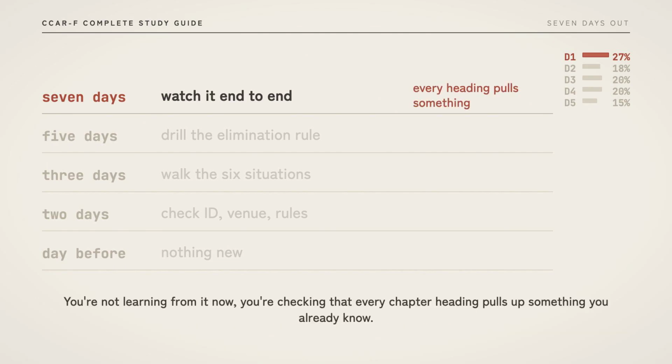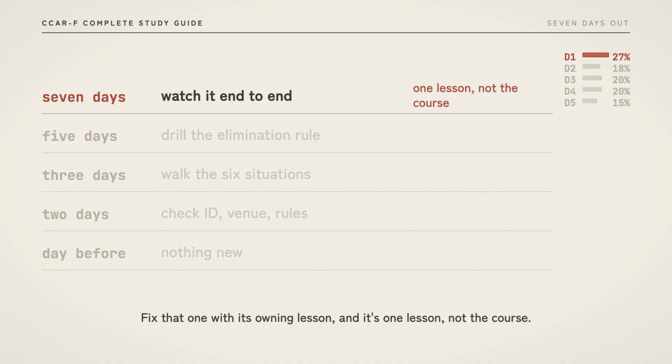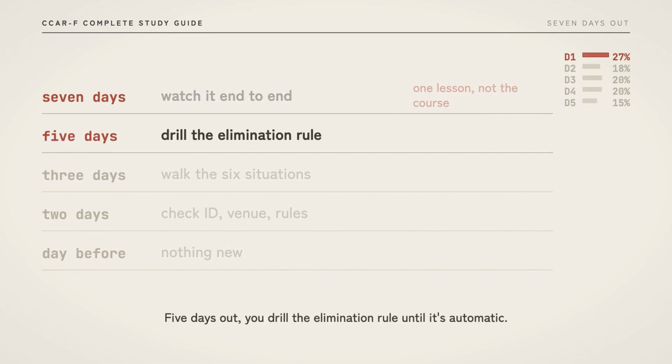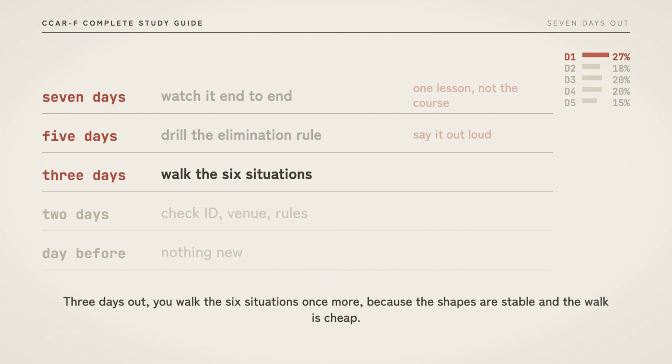You are not learning from it now, you are checking that every chapter heading pulls up something you already know. Any heading that pulls up nothing is your last hole. Fix that one with its owning lesson, and it's one lesson, not the course. 5 days out, you drill the elimination rule until it's automatic. Say the architect question out loud before each worked item resolves, because that's the move you want running without thinking. 3 days out, you walk the 6 situations once more, because the shapes are stable and the walk is cheap.